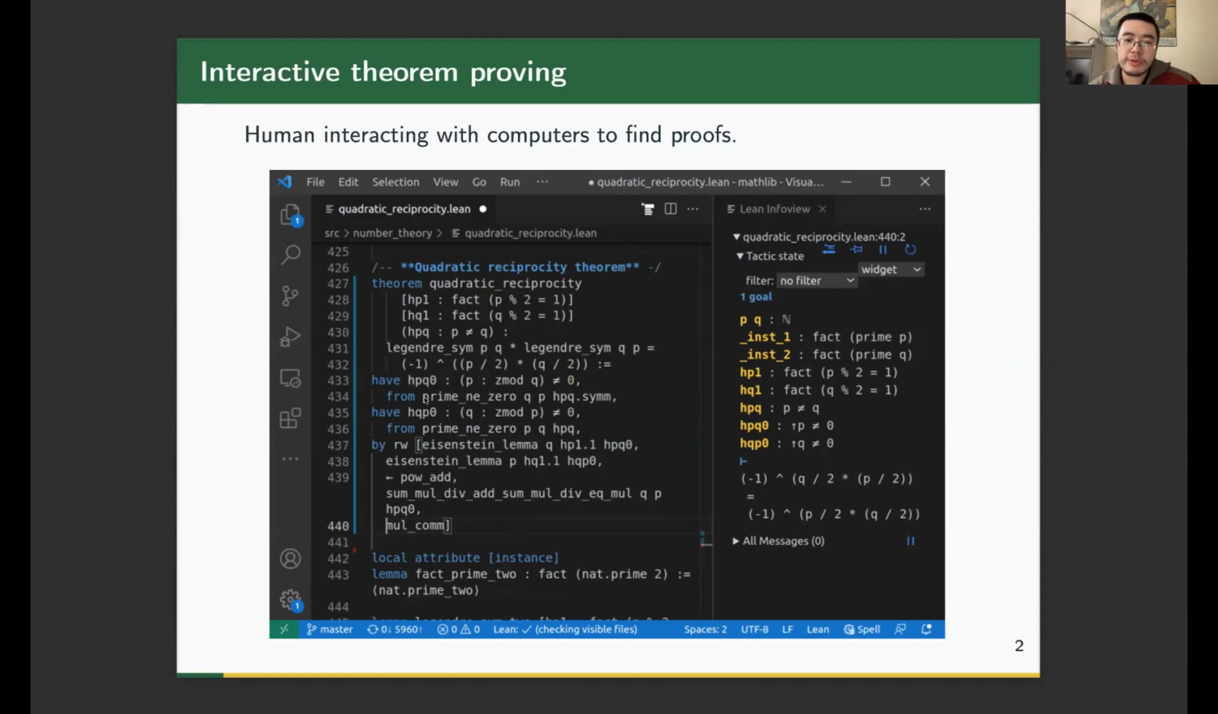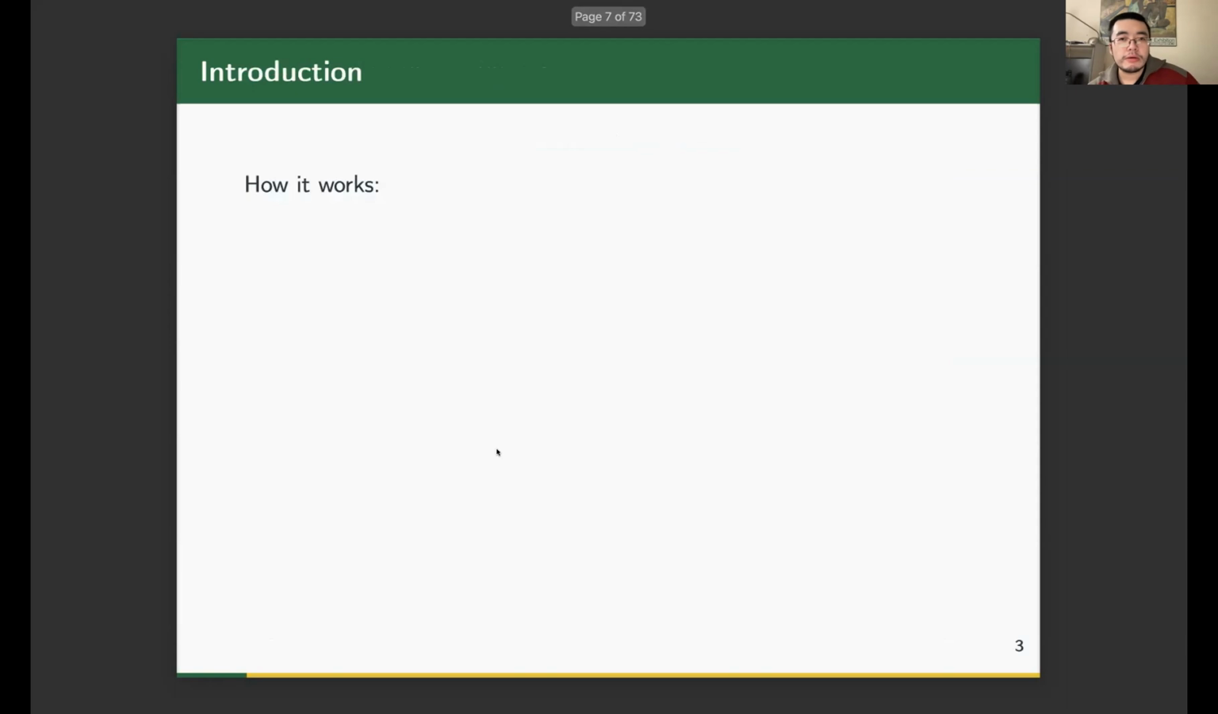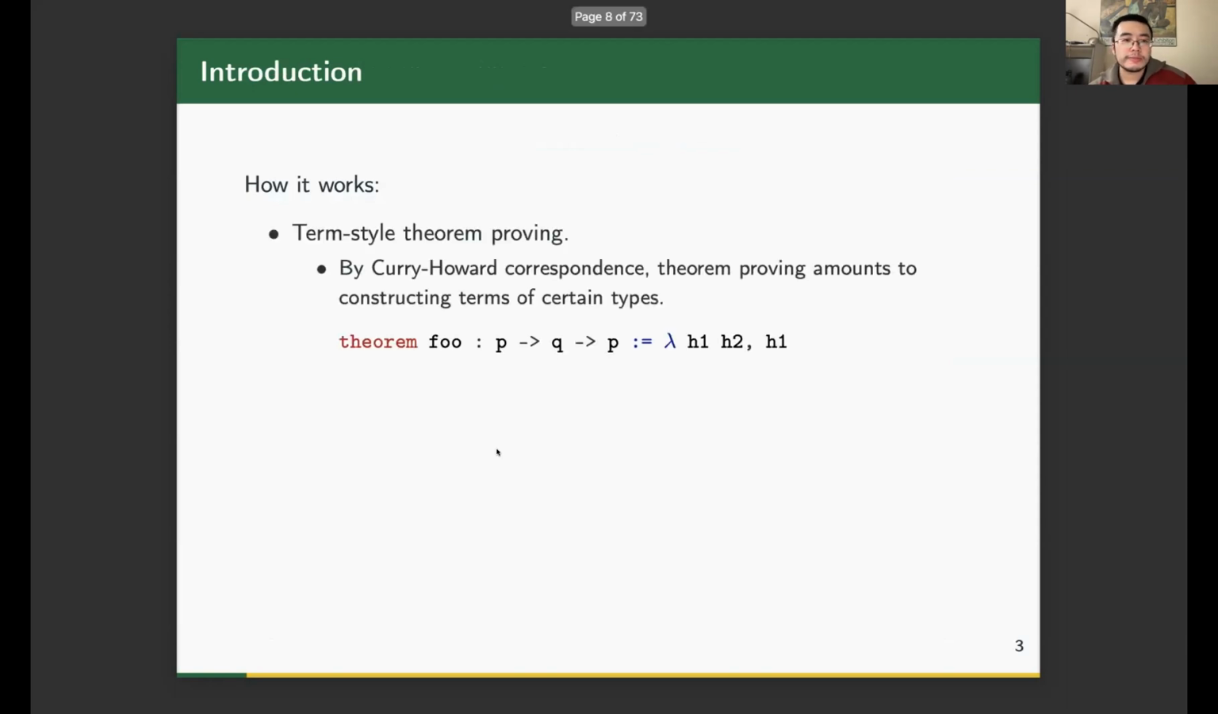You can see that it is in a relatively human readable form. It is not like the kind of automated theorem proving you see, like the decision procedure for whatever, like an SMT solver for first order logic. They usually output a chunk of formula that's not really readable by humans, right? Okay, so how does this work?